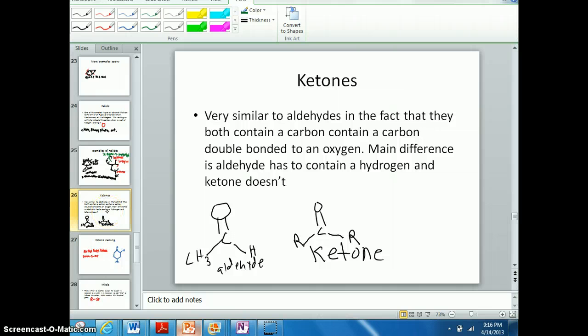Ketones, very similar to aldehydes in the fact that they both contain a carbon double bonded to an oxygen right here. The main difference is aldehyde has to contain a hydrogen and a ketone doesn't. So these ketones are actually seen more often in organic chemistry in your long molecules than aldehydes, since aldehydes have to contain this hydrogen here, and ketones can be any number of R groups, and these R's just represent longer carbon chains that could be attached to them.